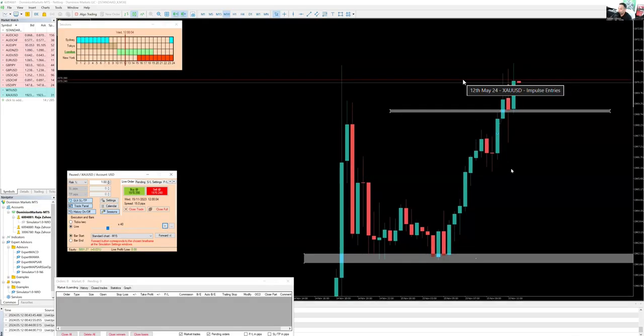Now, I'm not going to take a trade. This is just going to be watching. Watching candles form and watching candles move is very, very important.